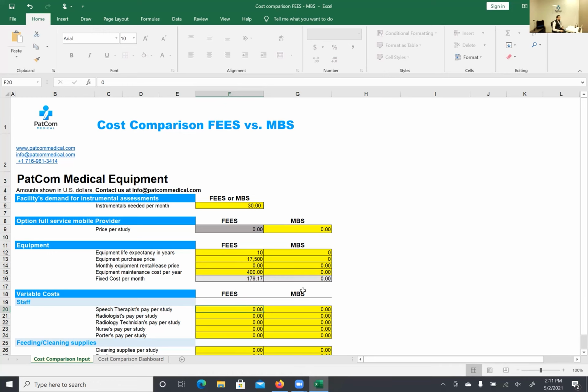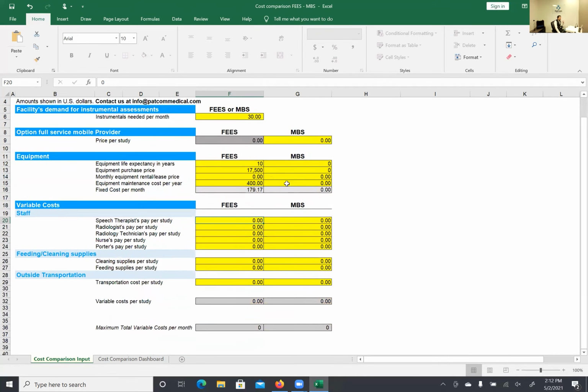So now we see our fixed cost per month here already is $179.17. So that's good to know. And it's 0 on the MBS side because equipment is already there, and you're not looking at how much it's used for MBS. So far it's a challenge, right? Because you have that cost with FEES, and this is why it is challenging to get a FEES program started, because you're introducing this cost of $17,500 and these fixed costs per month, etc., to an environment where so far it's been 0. But we'll see what we end up with.